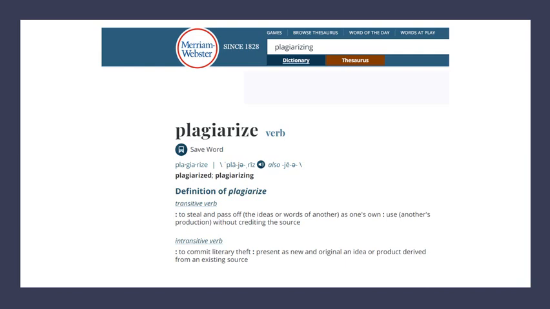So it's important whenever you're discussing something from a source that you found, you always provide proper citation to that source to say, this is how I found this information out. This is where this information comes from. To commit literary theft, and yes, plagiarism is theft. It's theft of ideas, theft of research, theft of work other people have done or thoughts that other people have had, and present as new and original the idea or product derived from an existing source. So in other words, taking their stuff and saying, hey, this is mine.